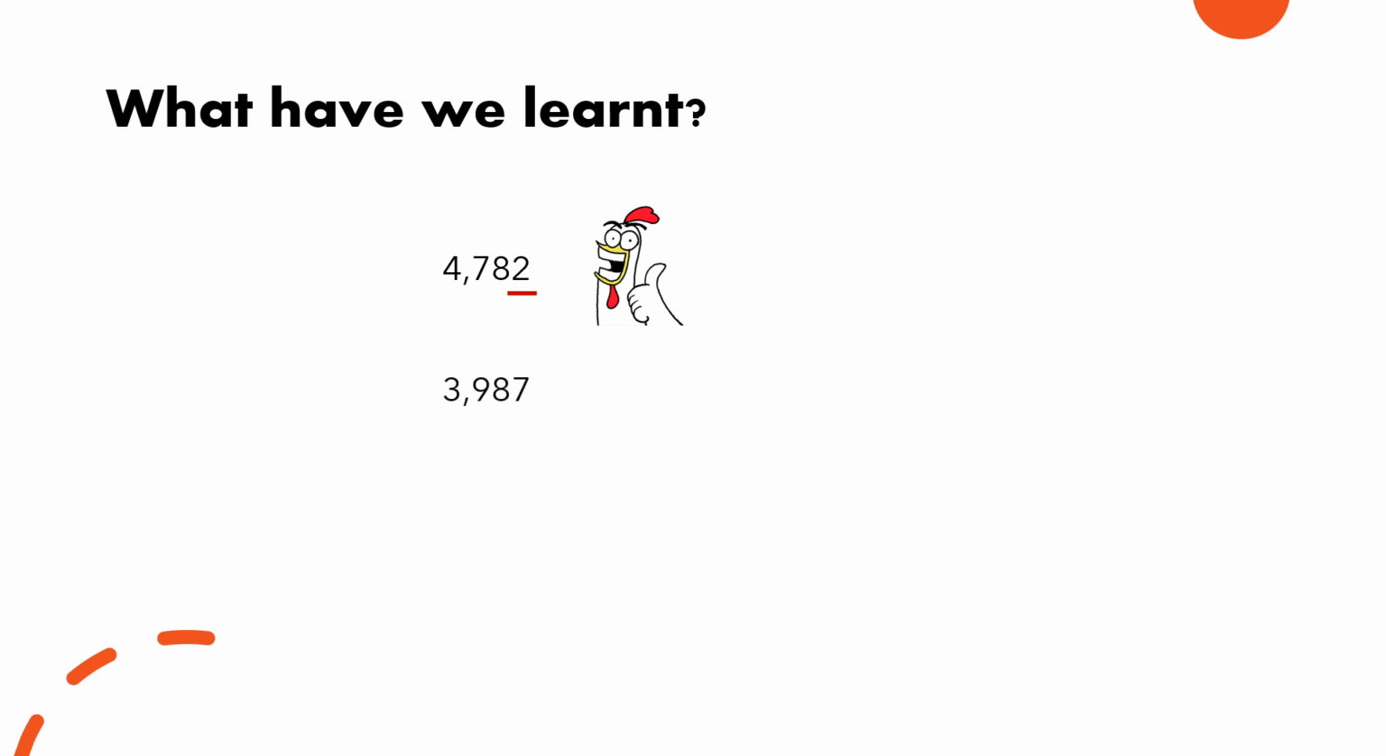3987. What is the last digit? It is 7. So it is not an even number, or it is not 0. So it is not divisible by 2. The last one, 20,234. Check the last digit. It is an even number. So it is divisible by 2. So this is how we use the divisibility rule of 2 to find out whether a number is divisible by 2 without doing the actual division.